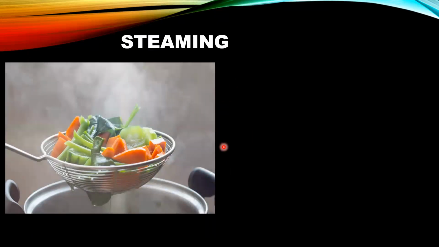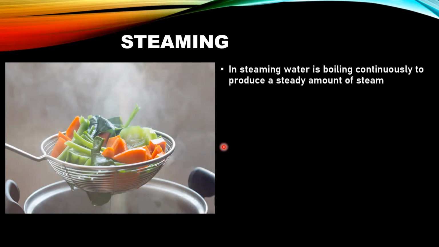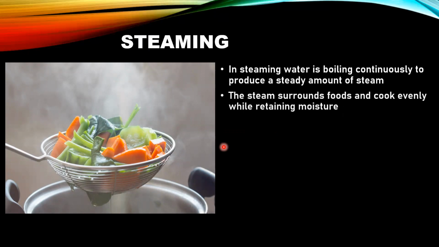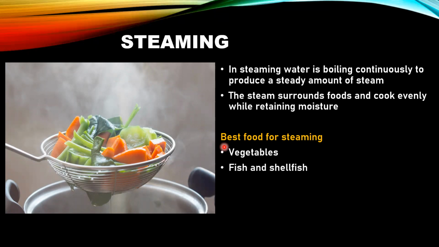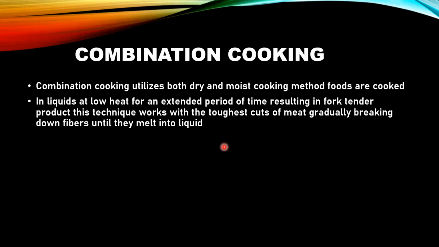We also have steaming as a moist method of cooking food. In steaming, water is boiled continuously to produce a steady amount of steam while cooking. The steam surrounds the food and cooks it evenly while retaining the moisture. The best dishes for steaming include vegetables, fish and shellfish, and also desserts.